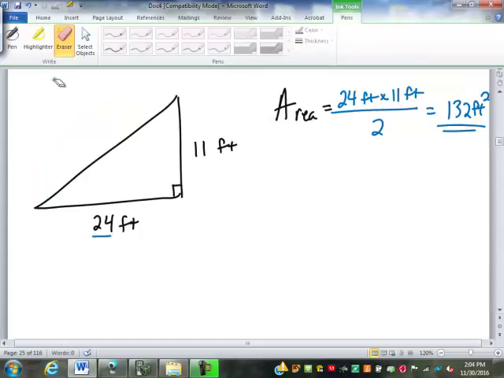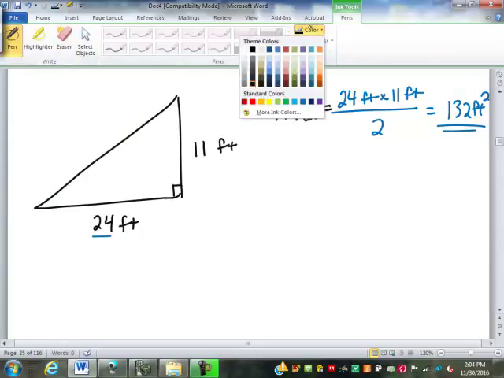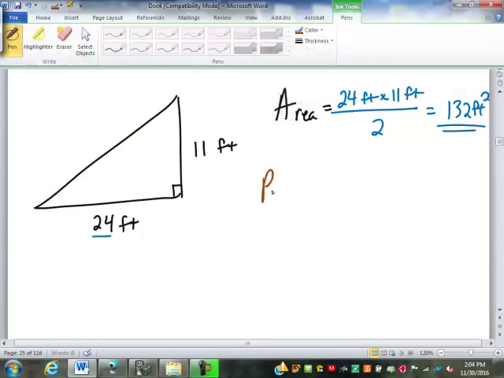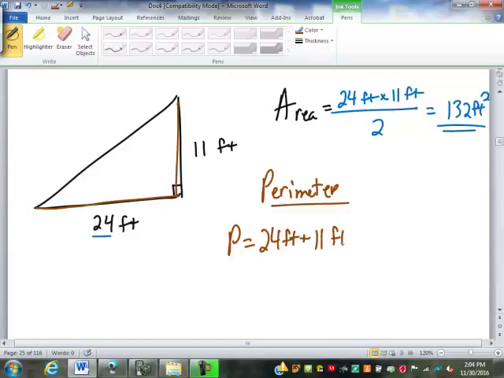What if I wanted to find the perimeter of that triangle? Perimeter, remember, is distance around, and I find perimeter by just adding up the lengths of all of the sides, all the pieces that make up the outside edge. So we have 24 here. We have 11 feet here, but we don't know this side. Can we find that side?